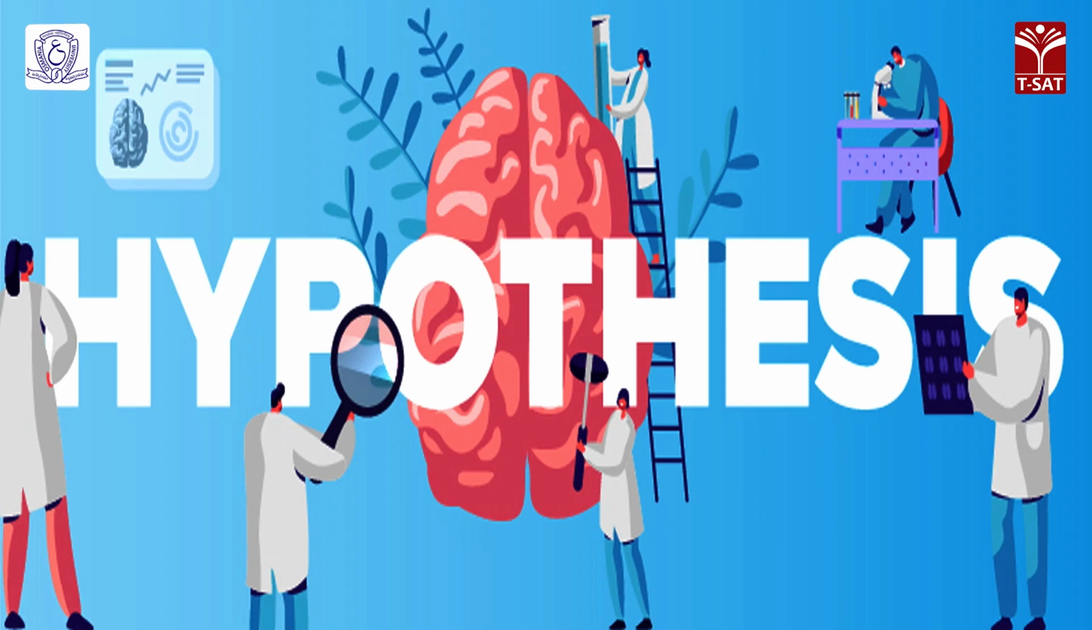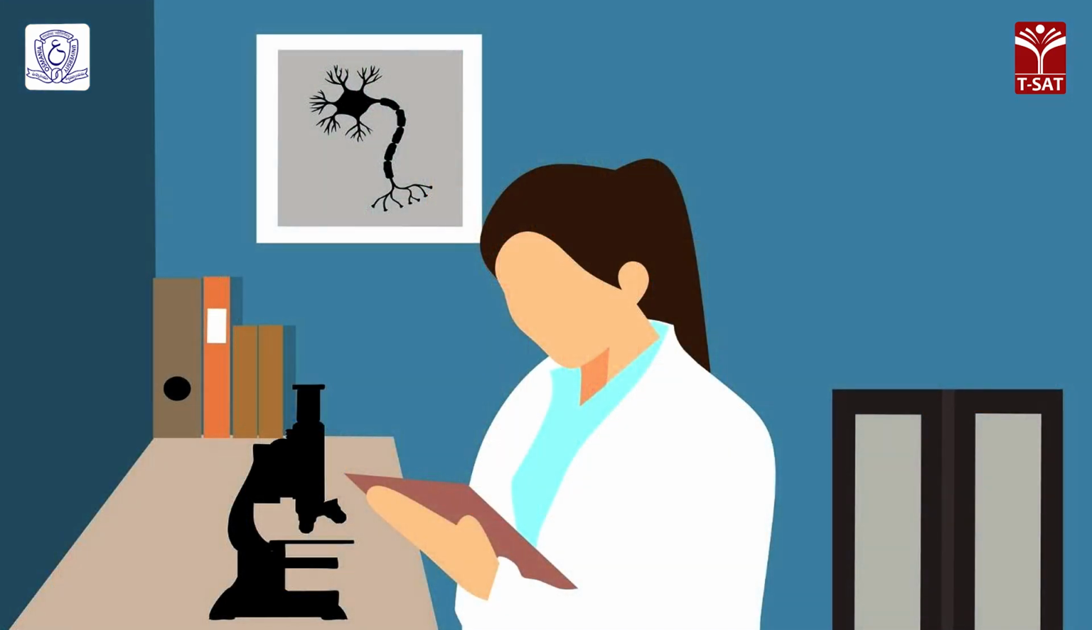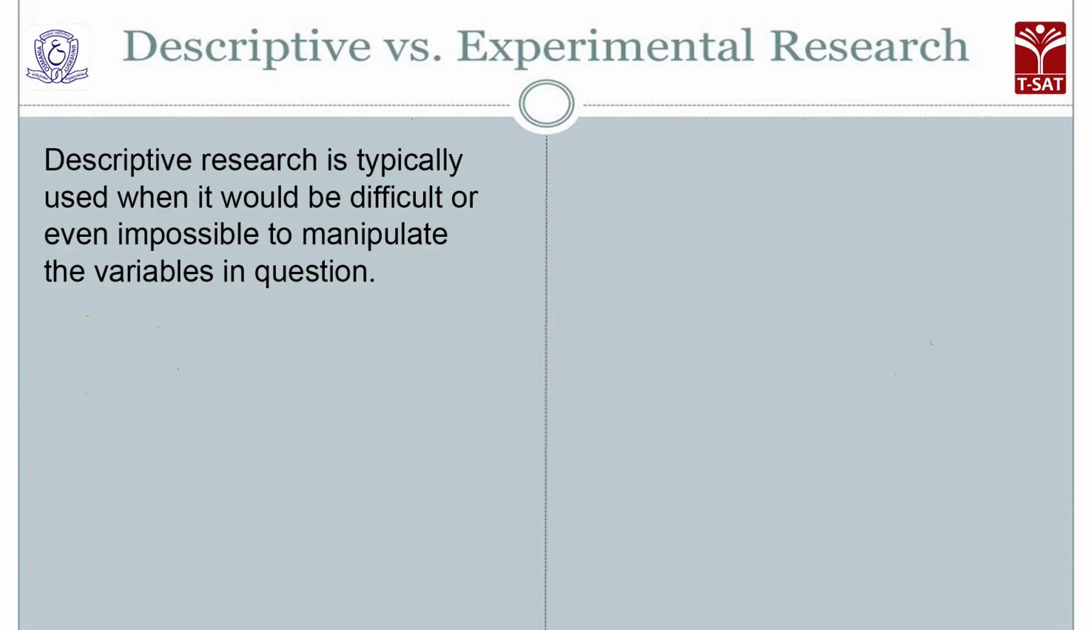Once you have a solid hypothesis, the next step of the scientific method is to put this hunch to the test by collecting data. The exact methods used to investigate a hypothesis depend on exactly what is being studied. There are two basic forms of research that a psychologist may utilize: descriptive research or experimental research. Descriptive research is typically used when it would be difficult or even impossible to manipulate the variables in question.